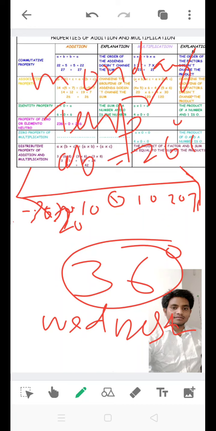On the basis of these five properties, under the operation of multiplication and addition, all the questions of this chapter are solved. Okay.